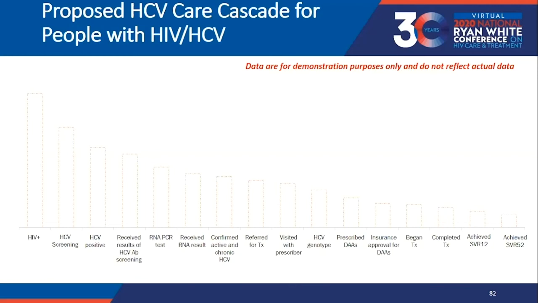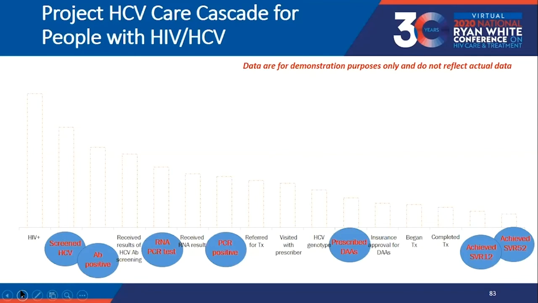Of course, this care cascade was a very detailed one, and not surprisingly, the data that's needed to populate each of these steps would be challenging to gather at a jurisdictional level, particularly with those that might rely on patient report or client report. And so because of this, for this work, we focused on some key steps, including whether someone was screened, did they screen positive, did they have a PCR test, did they test positive, meaning did they have confirmed infection, were they prescribed DAAs, and did they achieve cure, which we defined as sustained virologic response at 12 weeks, known as SVR12, and at 52 weeks, or a year out, known as SVR52.